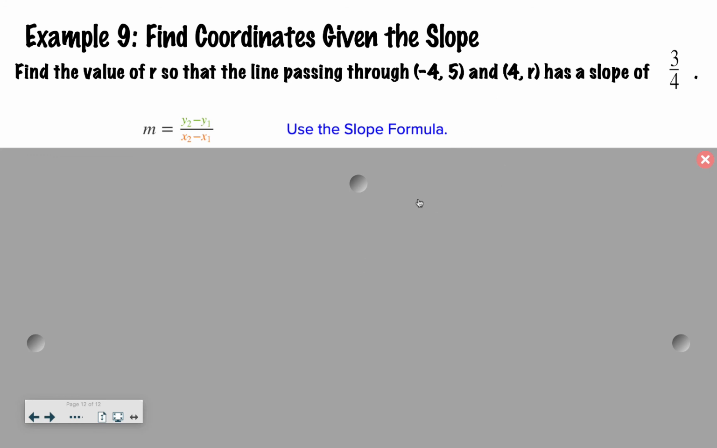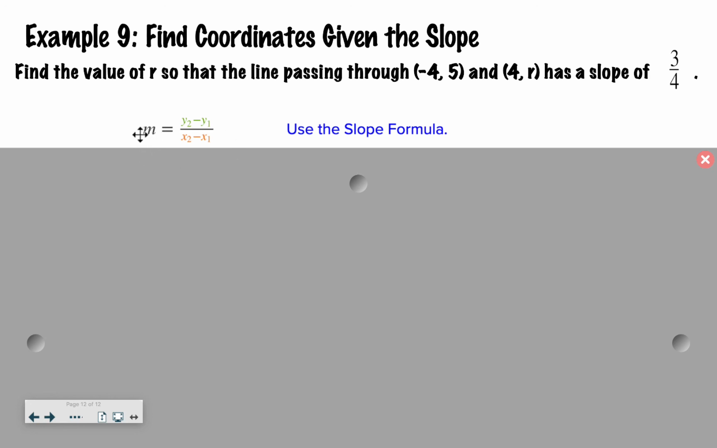All right, now let's practice finding the coordinates given the slope. So let's say that you have 2 ordered pairs. You have negative 4, 5, and then 4 comma r. So we're missing one of the y values, but we know the slope is 3/4. How do we solve that? Well, we're going to use that slope formula.